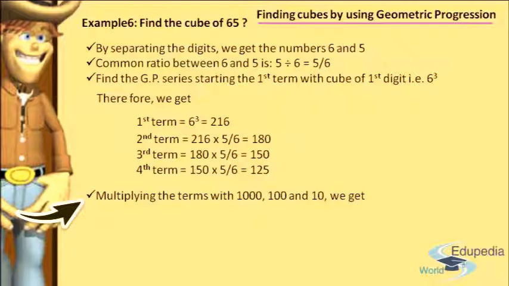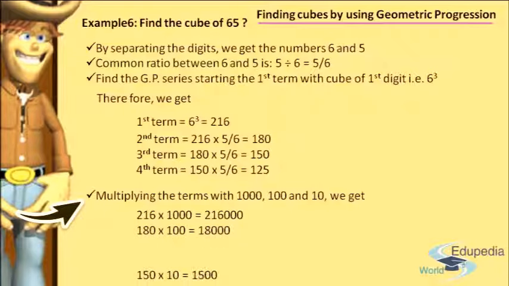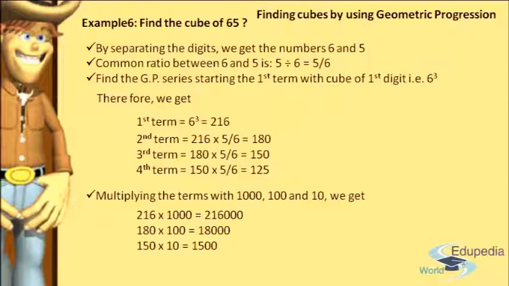So now let us start doing multiplication. First term 216 into 1000 is equal to 216,000. And by multiplying the second term, that is 180 with 100, we get 18,000, and the third term, that is 150 into 10 is equal to 1,500. Now after getting the products, we take the second product and the third product and we add them up. So this process comes under step number 5.